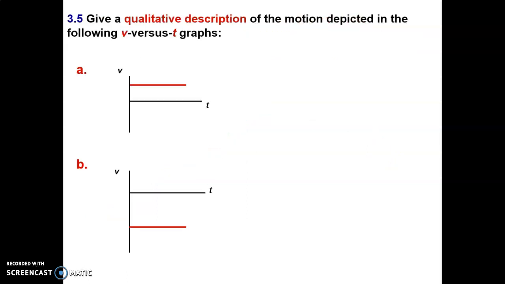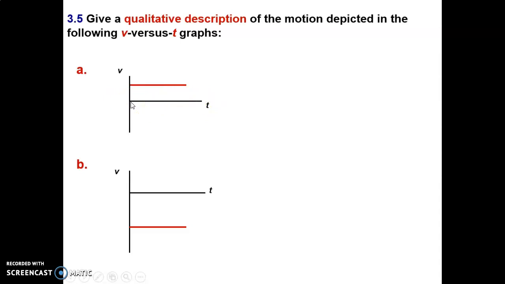Now, the second type of graph is called a velocity time graph. So now we're not graphing distance, we're graphing speed. So what's going on in this top graph? It's a velocity now. Some people are apt to say that the velocity is zero. It is not. Zero velocity would be right here on this line.